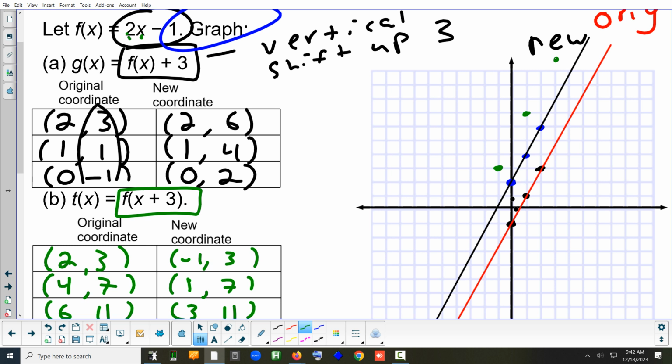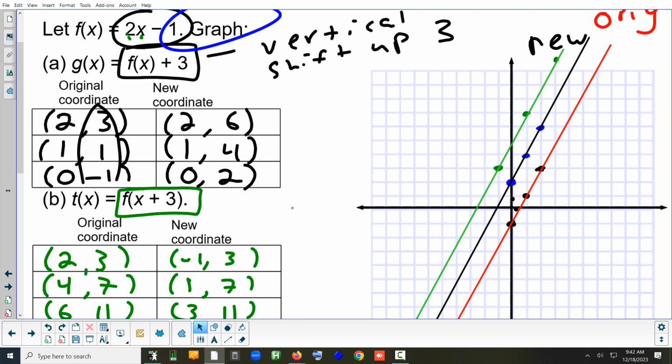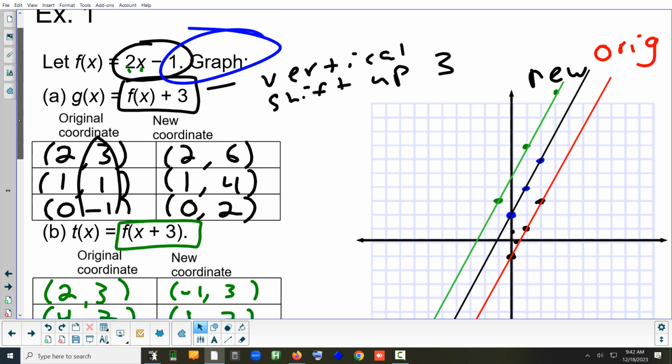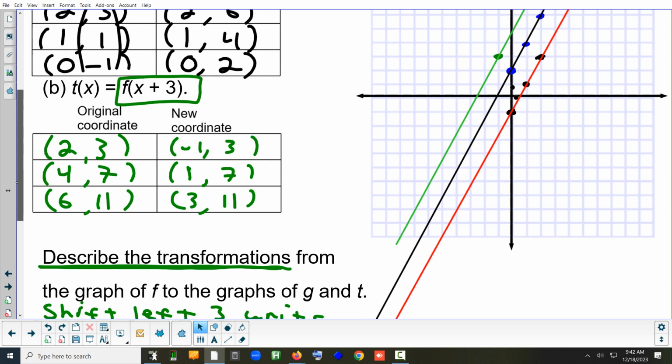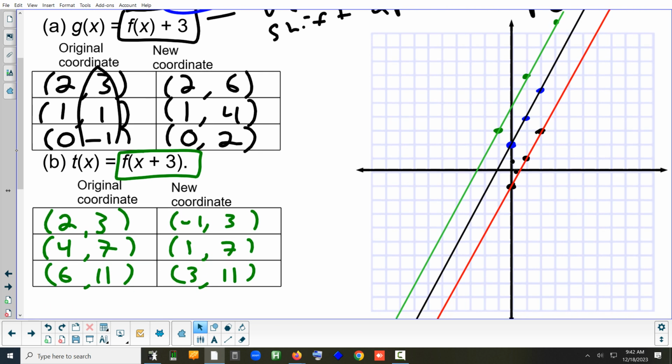All right, and what happened in that one? The red line shifted left 3 units. And I want that to be green. Okay, I'm going to try to make sure you have your own grid for each problem. But the black one, that was the shifting up 3, and the green one was the shifting left 3. Right, any question why the plus 3 moved it left 3?